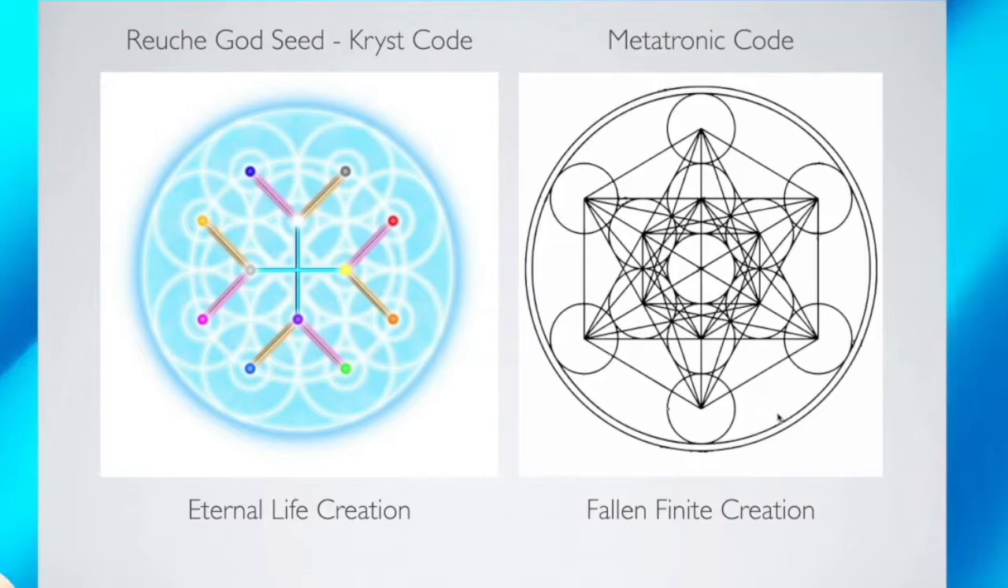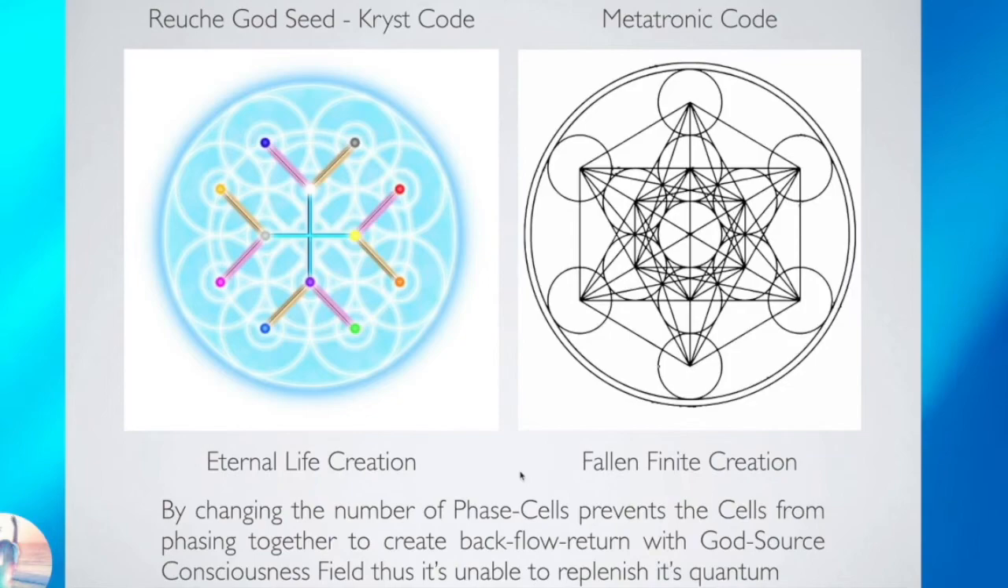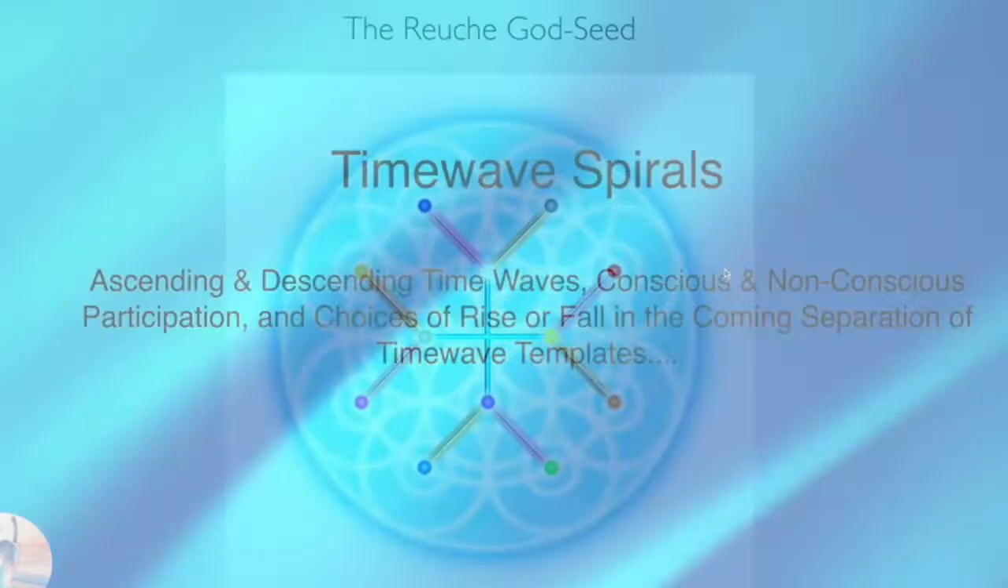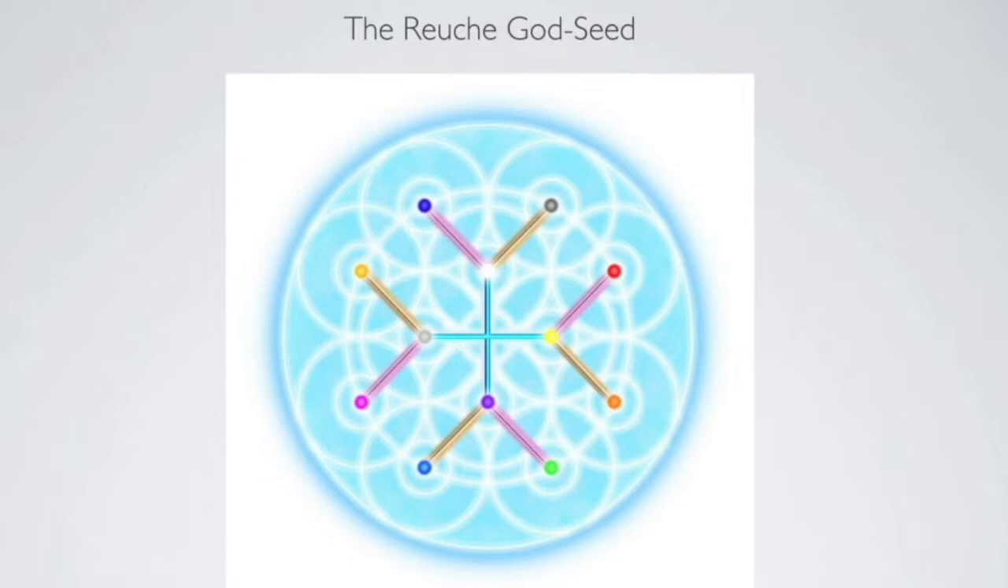So again, changing the number of phase cells prevents the cells from phasing together to create backflow return with God Source Consciousness Field. Thus, it's unable to replenish its quantum. This is eternal life creation. This is the Reuche Godseed, also known as the Kryst code, K-R-Y-S-T, the Kryst code. And this is based on octant geometry.